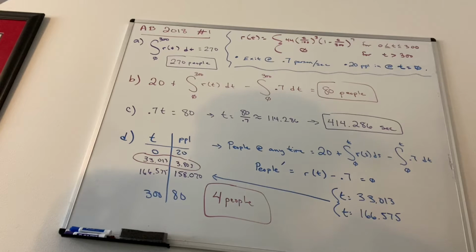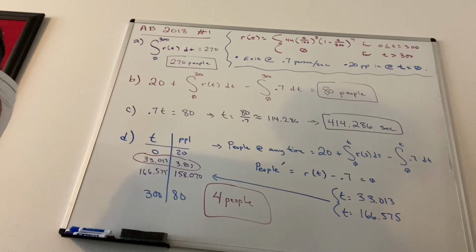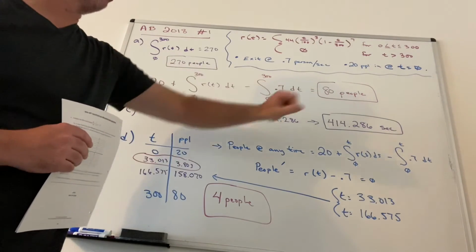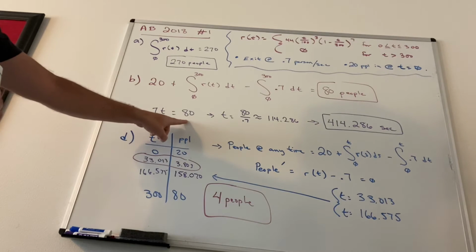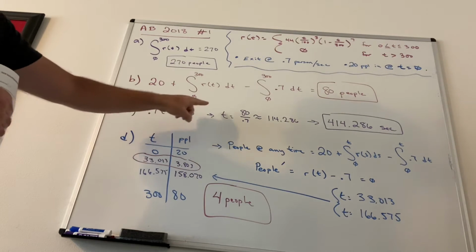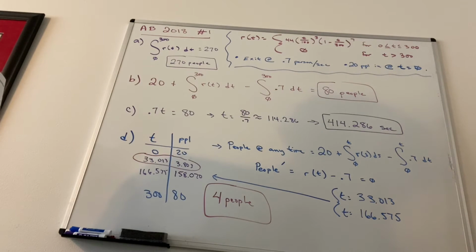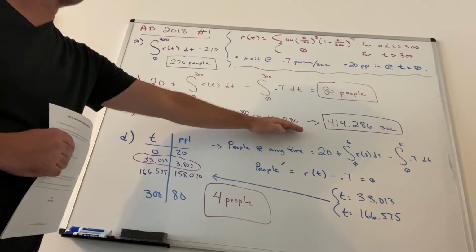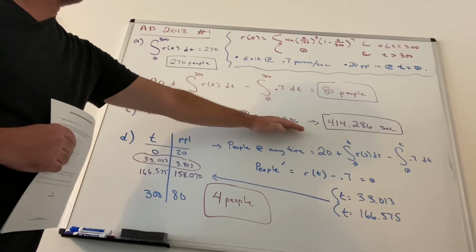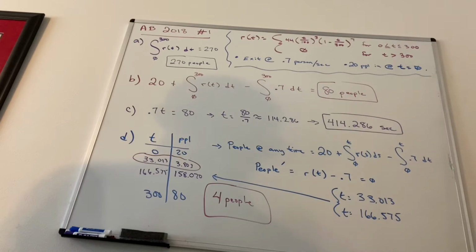Part C, for time greater than 300, what is the first time t that there are no people in line for the escalator? All right, so if they're exiting the line at 0.7 person per second and there's 80 people left in line at time 300, well then 0.7 times however long it takes to get to 80 people. Some pretty basic arithmetic gets you to 114.286, and then remember, this is how many seconds it took after 300 seconds. So you have to add that number to 300, giving you your final answer right there, 414.286 seconds.